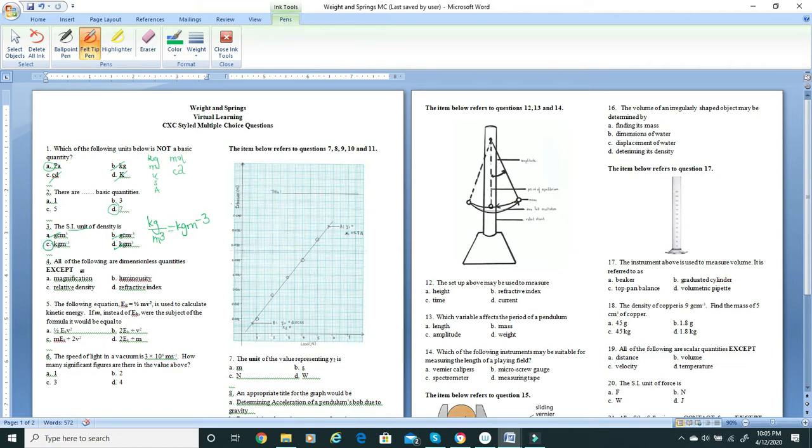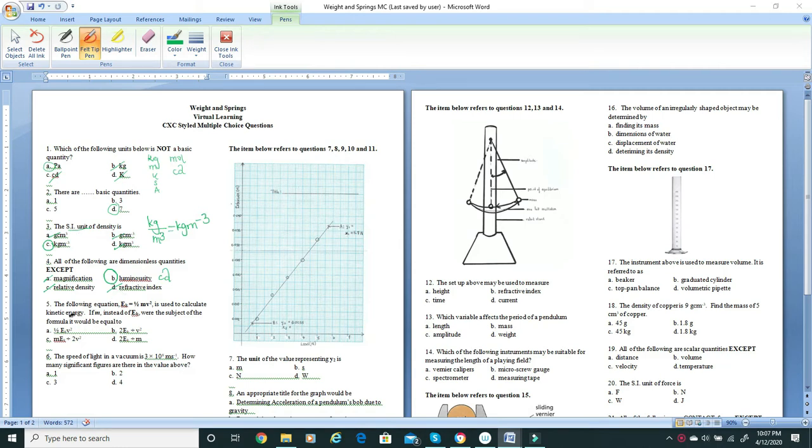Okay, so all of the following are dimensionless quantities except, so which one is not a dimensionless quantity? Magnification is a dimensionless quantity, so is relative density, and so is refractive index. So your answer would be luminosity. It has units of candela. Dimensionless means that they don't have any units. So magnification wouldn't have a unit. Relative density doesn't have a unit, nor does refractive index.